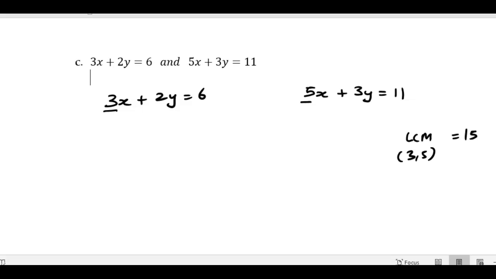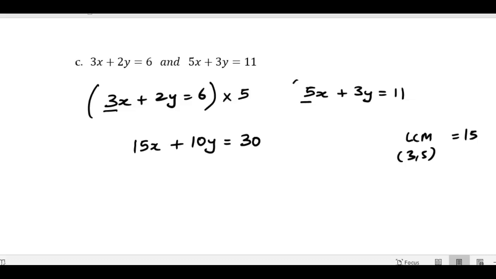So lowest common multiple is 15. So what I'm going to do is convert both the coefficients into 15. I can do that in the first equation by multiplying the whole equation by a positive 5. So let's start by doing that. I'm going to get 15x plus 10y is equal to 5 times 6, which is equal to 30.